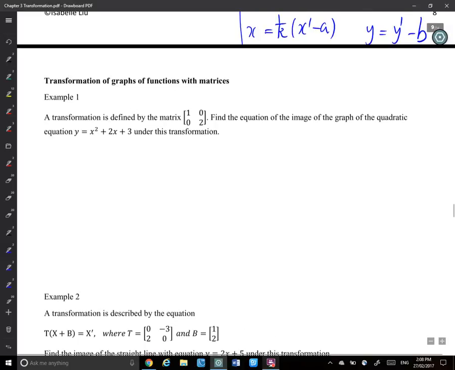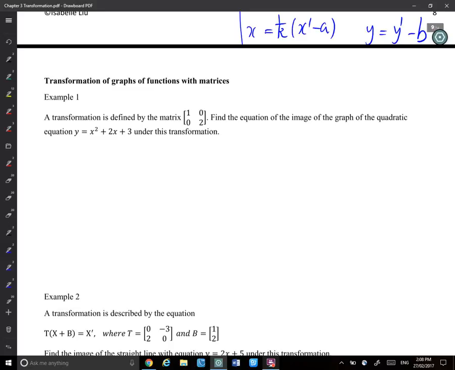Transformation of graphs and functions with matrices. As I introduced at the very beginning, giving you a matrix is the same as giving you the word description. So let's say we have a transformation defined by this matrix. You can probably tell me what has been applied.